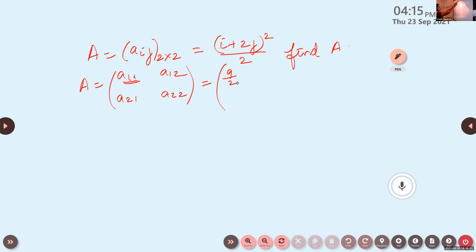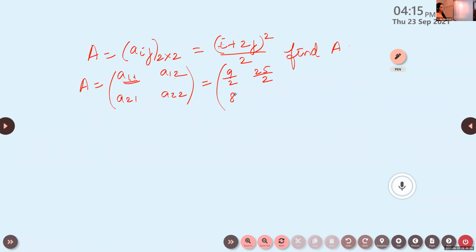In the place of i you put 1, j it is 2. So what will you get? 5, so 5 square is there. So what will be the answer? 25 by 2. Yes, it is 25 by 2. Then 16 by 2, which is 8.